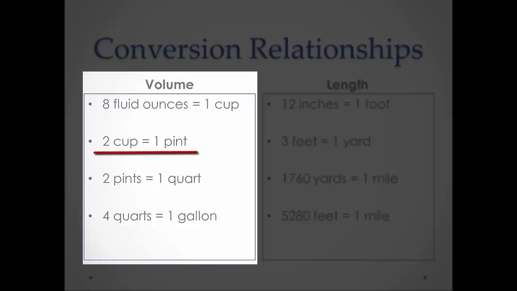Next we have 2 cups equals 1 pint. Next we have 2 pints equals 1 quart. And finally, we have 4 quarts equals 1 gallon. These are all the volume relationships you'll need to remember. What I want you to do is write these down, memorize them, and turn the video back on. Pause the video now.